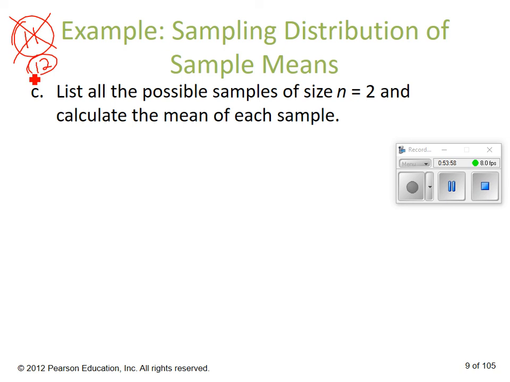List all the possible samples with n equal 2. Well, if our numbers are 1, 3, 5, and 7, what two numbers could you have picked? Give me an example. 1 and 5, I thought I heard, then I heard 3 and 5. Is that all of them? 2 and 6. Oh, no, 7. 1 and 7.